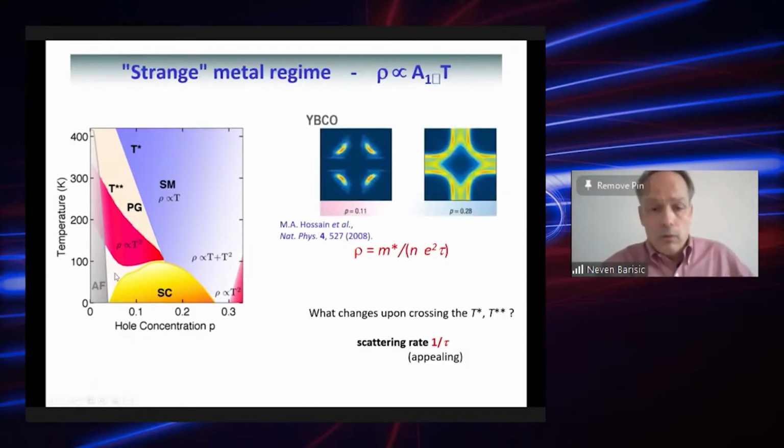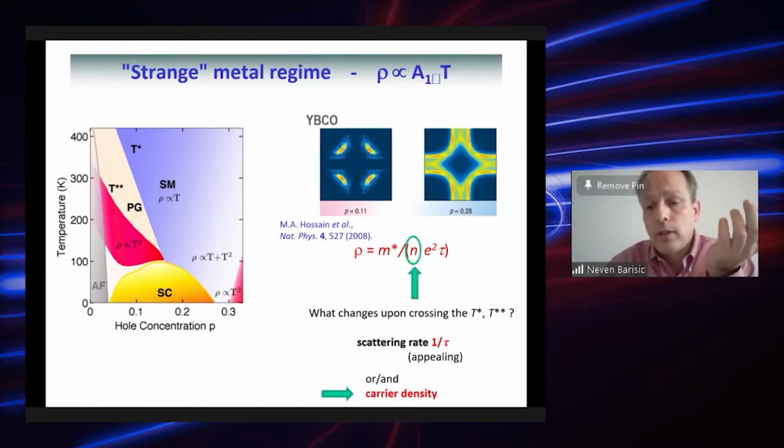Okay, so starting with the strange metal regime, the characteristic is that the resistivity exhibits linear T behavior. Of course, many were triggered by that and associated that with a linear-like scattering rate. But when we look at the resistivity with the simple Drude formula, we need to take care about it. We have a scattering rate, we have a density of states, and we have an effective mass which enters.